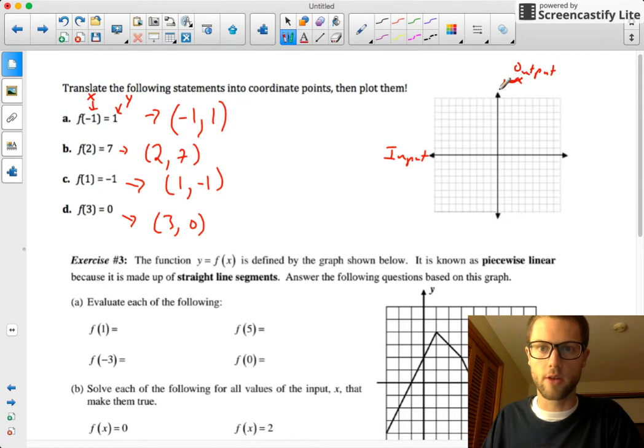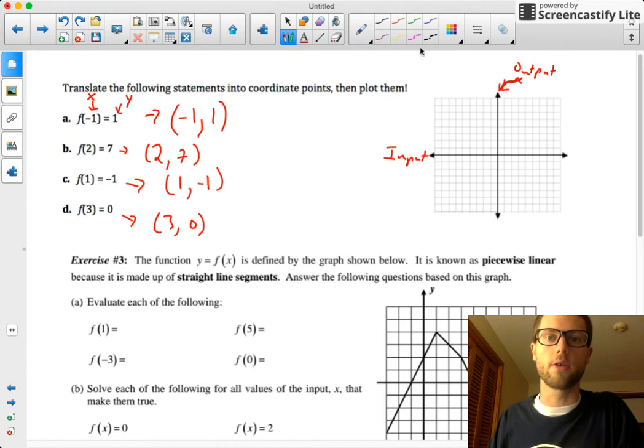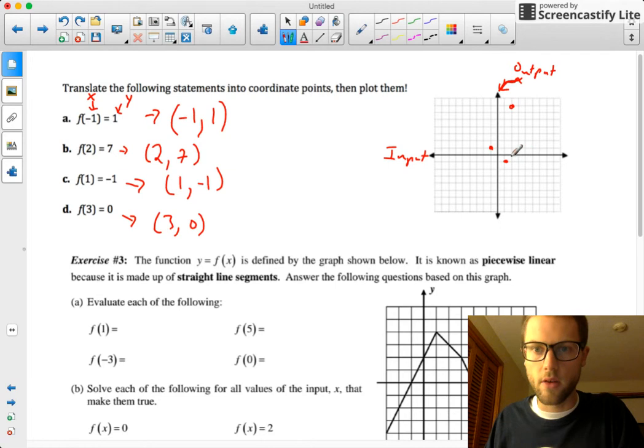It's trying to look like an arrow. So I can plot all these points just like I would plot any coordinates here. So -1, 1, that is my letter A. Letter B, I have 2, 7. 1, 2, 3, 4, 5, 6, 7. I have point 1, -1. And finally, 3, 0.